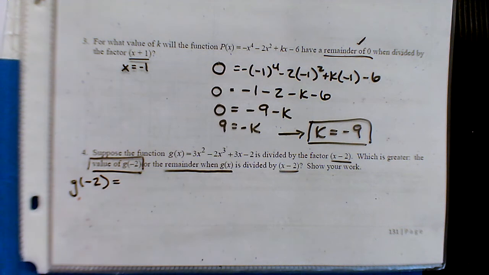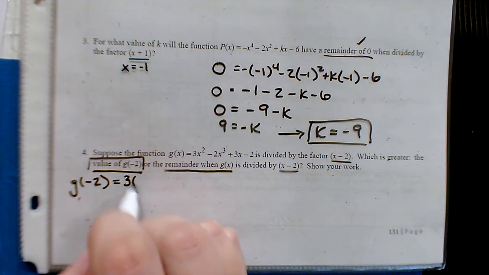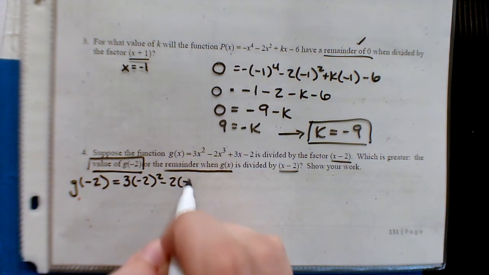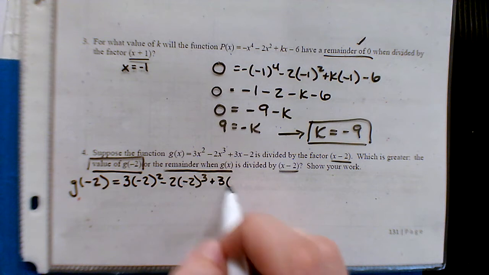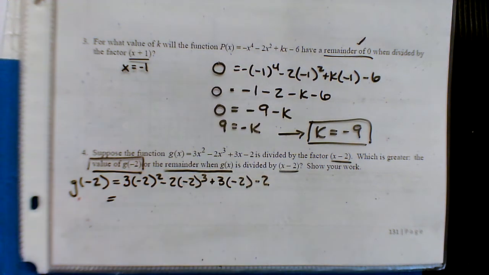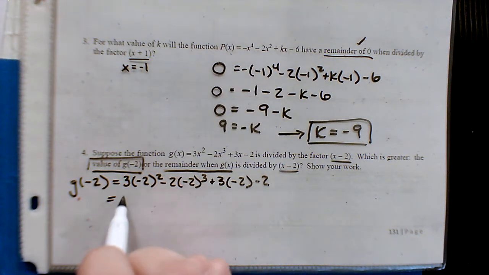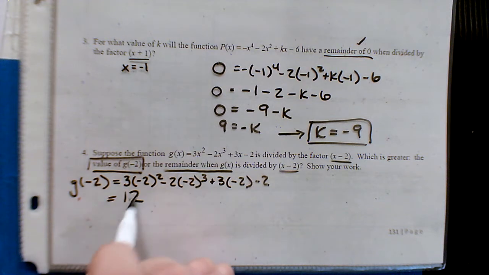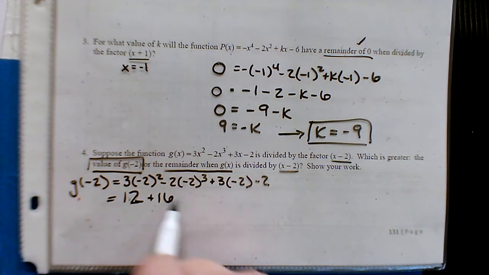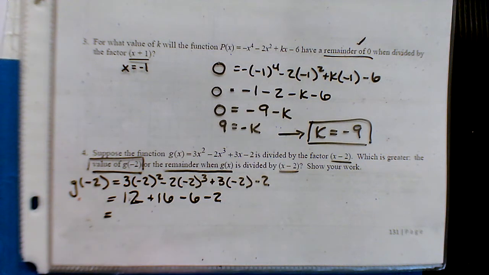G of negative 2, what does that mean? What does that tell us? What's it asking us to do? The x value is negative 2, so we're going to plug in negative 2 for all those x's. Some of you might be able to do this fairly quickly in your head. Maybe you got to utilize a calculator for some bigger values. Plus 16 minus 6 minus 2. 28 minus 8, we got 20.